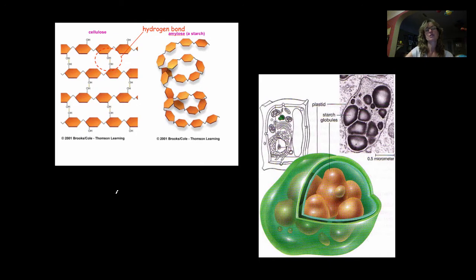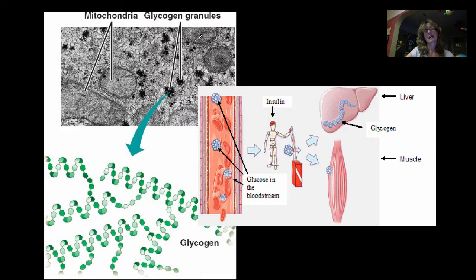If I zoom into another organelle in the plant cell called the plastid, I will find these globules of starch. And if I zoom here, I will find the polymer of the glucose monomer. Animal cells don't have starch in them, but they have glycogen. And here's the chain of glucoses.